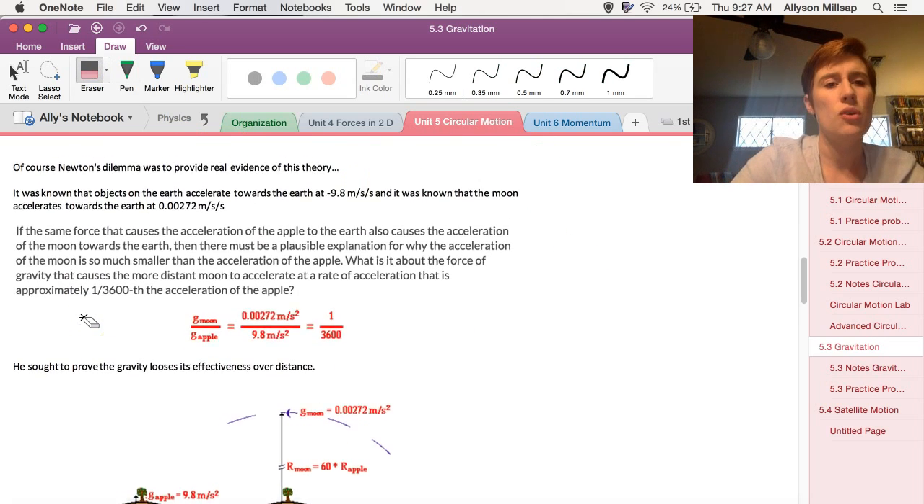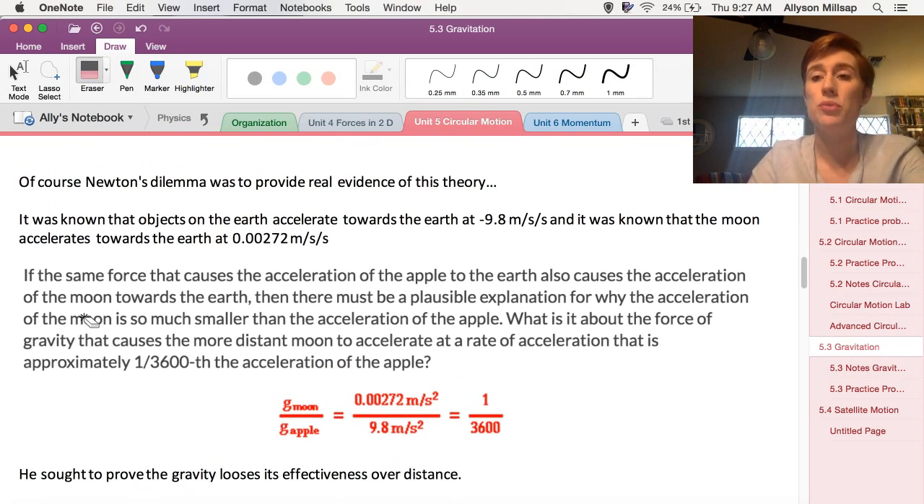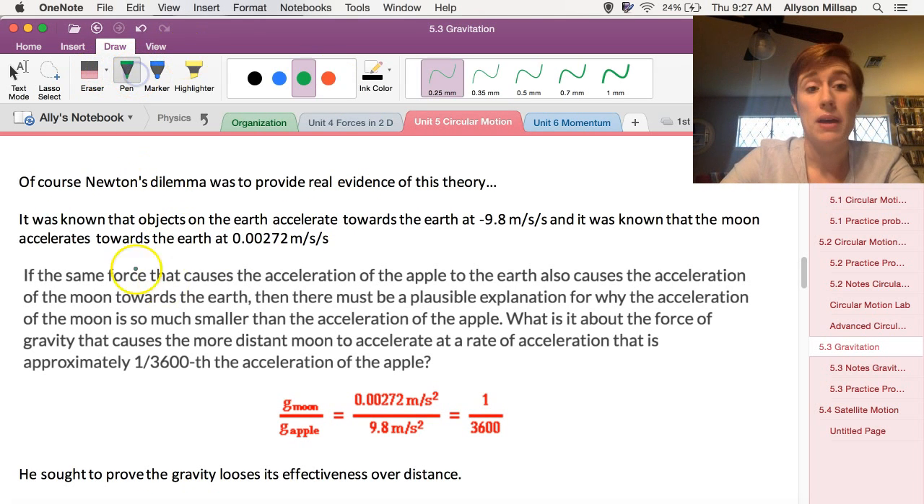Okay, so Newton had a dilemma. He wanted to prove this mathematically. He wanted to prove gravity mathematically. Already, it was known that objects on the Earth accelerate at this value, negative 9.8 meters per second squared. Okay, this is objects that are on the Earth accelerate to the Earth with this speed. The moon, it was known, accelerates at this speed towards the Earth.